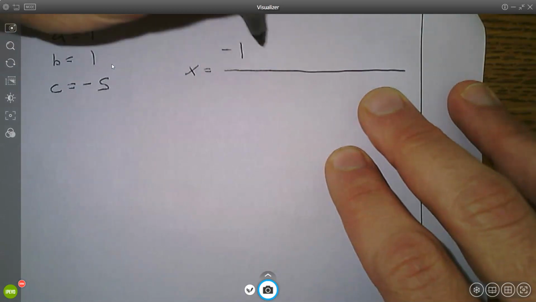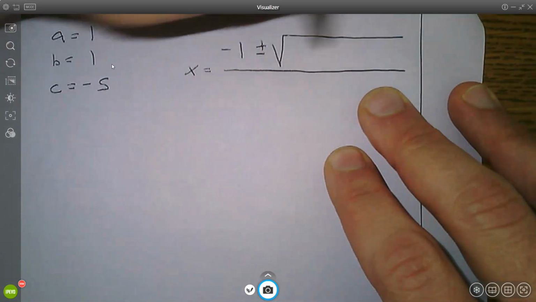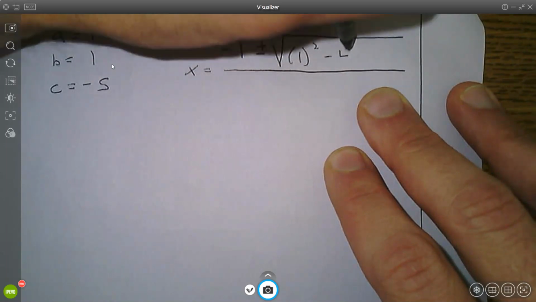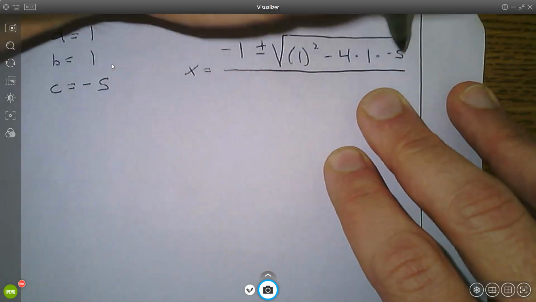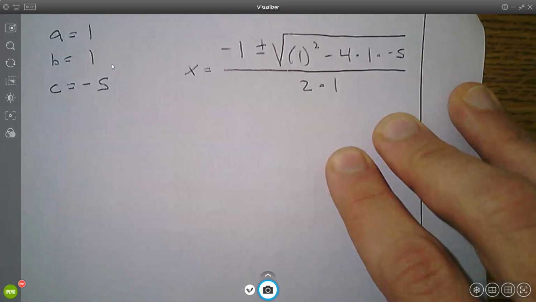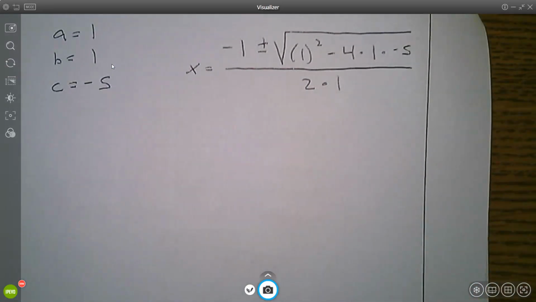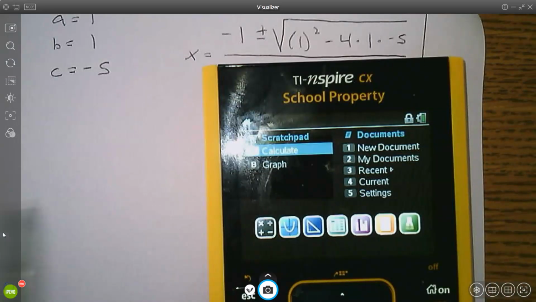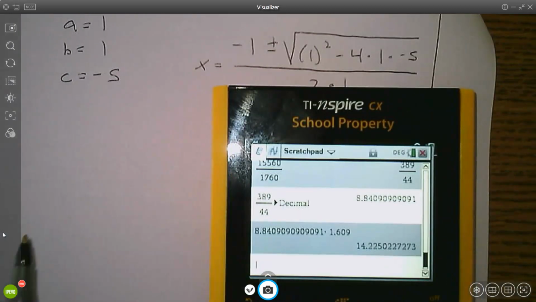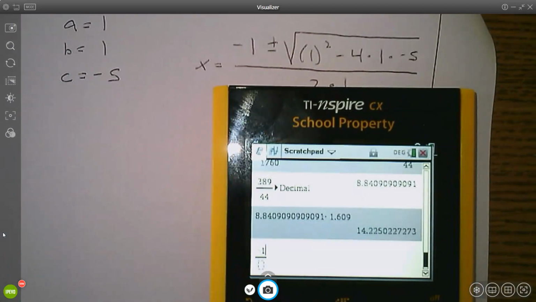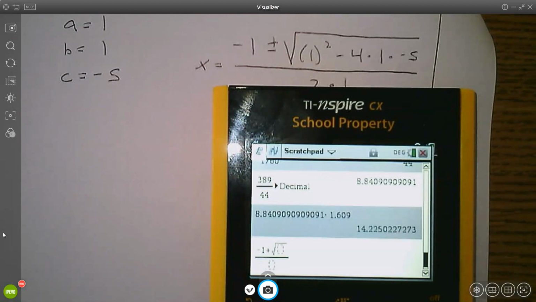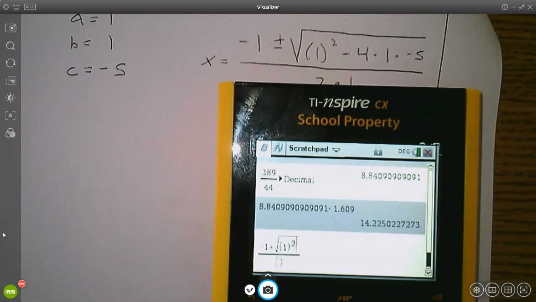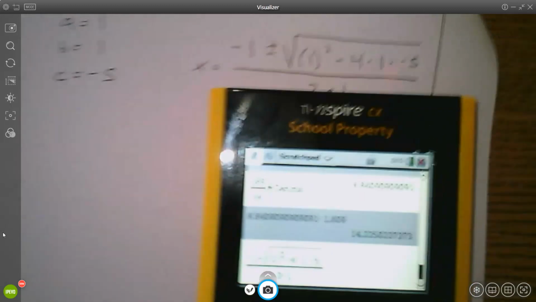The opposite of b, plus or minus the square root of b squared minus 4 times a times c, divided by 2 times a. And then from there, it's just going right to the calculator. All right, so on the calculate screen, we're going to get a fraction, -1 plus square root of 1 squared minus 4ac divided by 2 times 1. Let me zoom in a little bit.